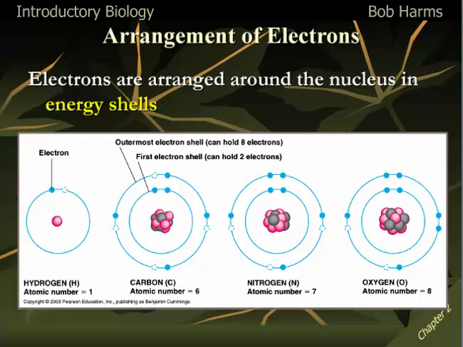Now the most stable place for an electron to be is very close to the nucleus because, again, those pluses and minuses are very attractive. And so in something like hydrogen that only has one electron, that electron is going to be very close. It's going to orbit in this inner shell or this first circle.